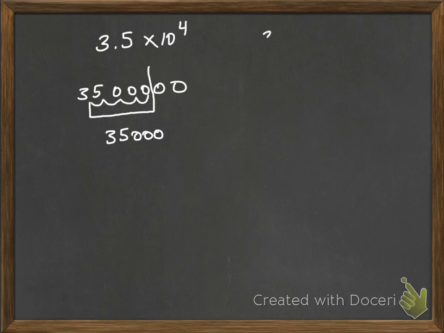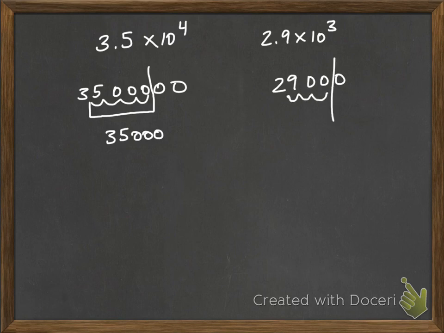If I had 2.9 times 10 to the 3rd, I would write 2.9 and put some zeros. My original decimal started here, so I'd go 1, 2, 3, and that's where I would put my decimal now, so it would be 2,900. Hooray, scientific notation.